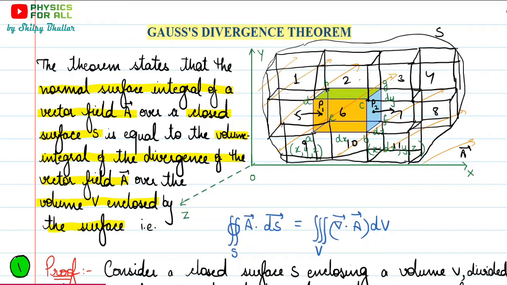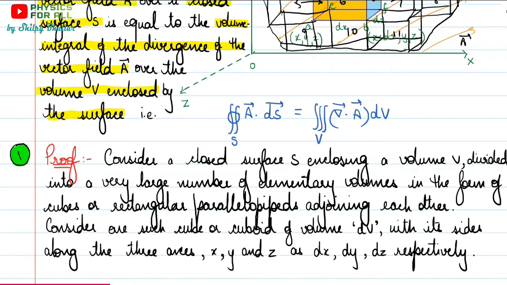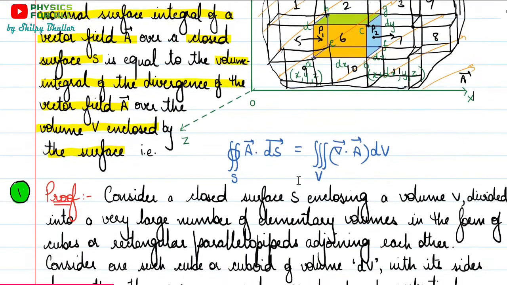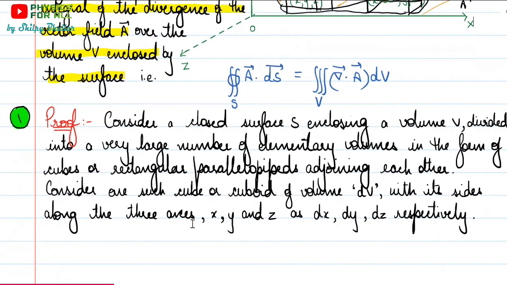So there are so many small elementary volumes inside that bigger volume V, and then we would pick a particular volume and try to solve the whole derivation with that. So it's written that consider one such cube or cuboid of volume dV. This colored one is the cuboid that we have picked out of all those which are present, with its sides along the three axes x, y, and z as dx, dy, dz.